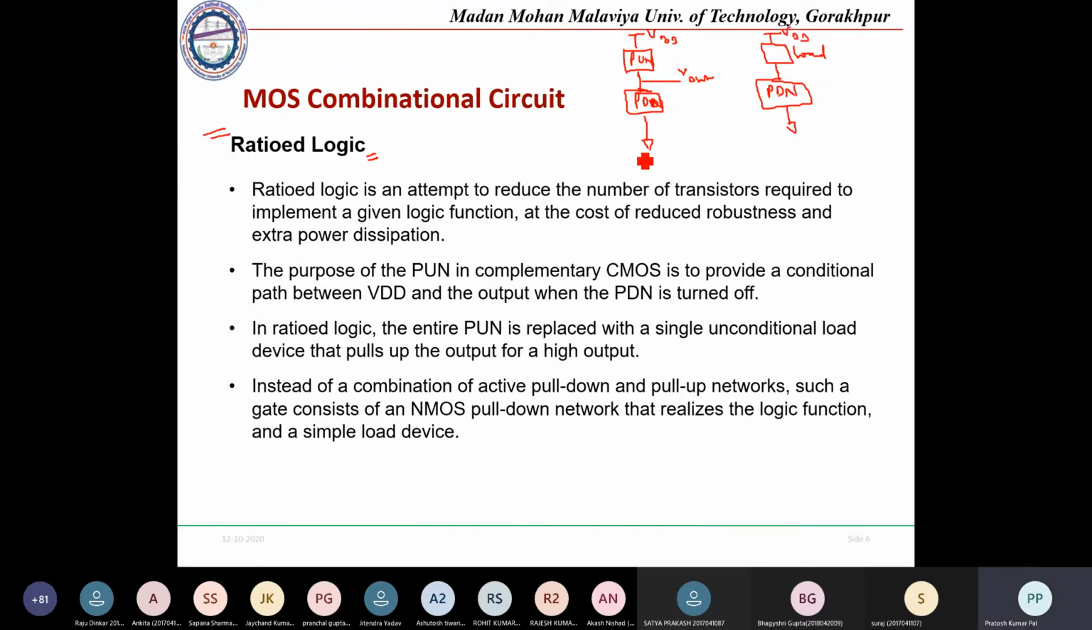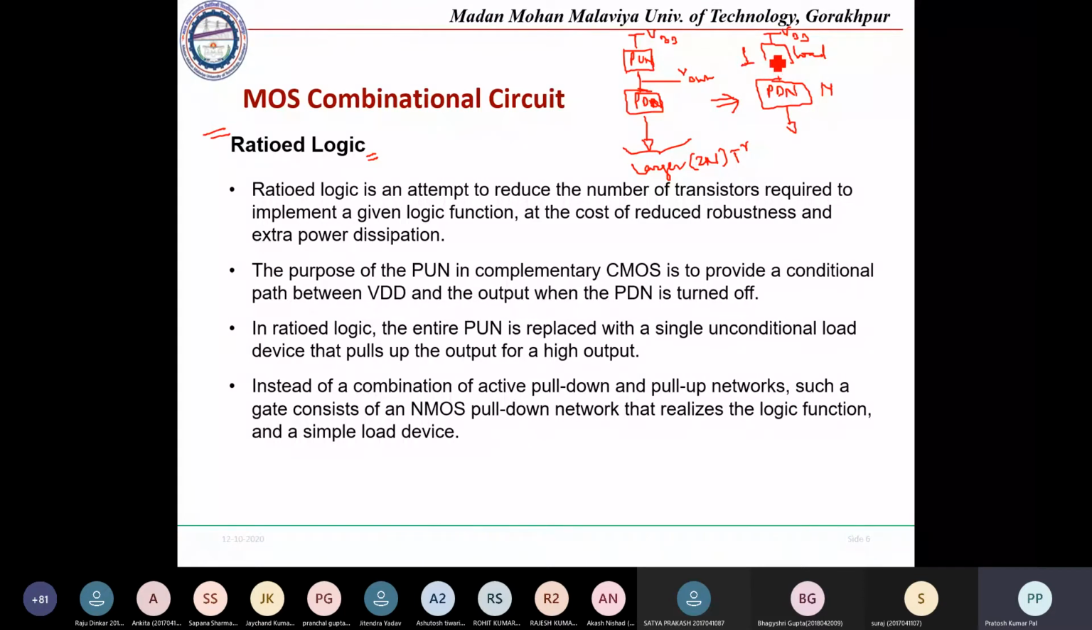So this implementation was having a large number of transistors, that is 2n transistors are required. To reduce the number of transistors, we are switching from a large number of required transistors to a smaller number. So the pull-down network will require n transistors, and to implement the pull-up network, it will have only one transistor.